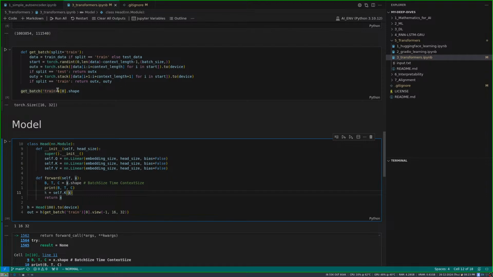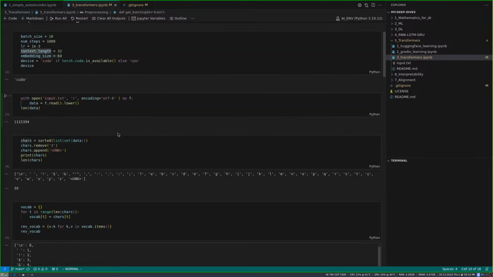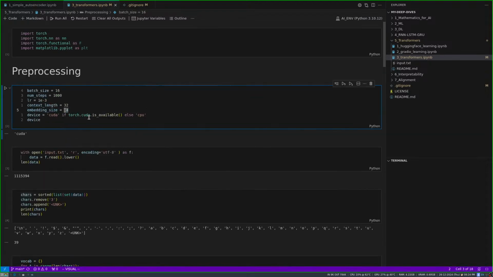My base size is 16. This is the context length. I'll start by putting embedding factor 32, and we'll see with this.